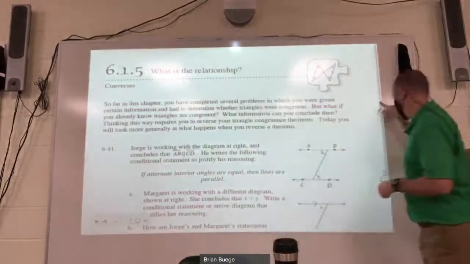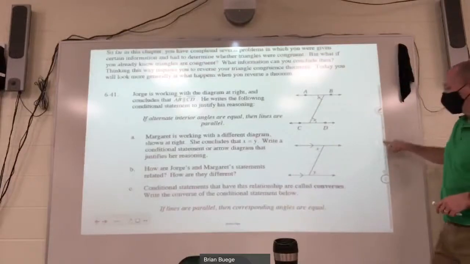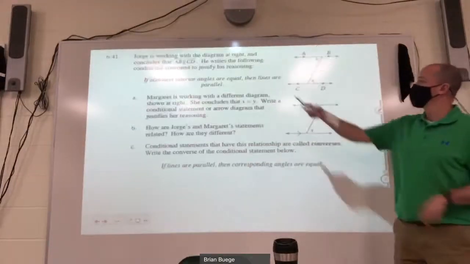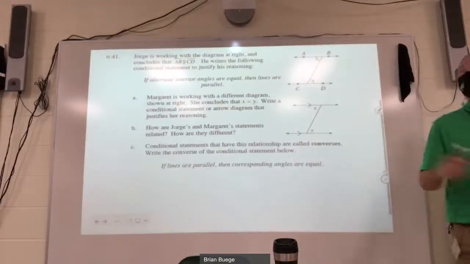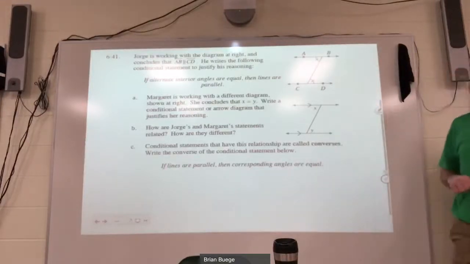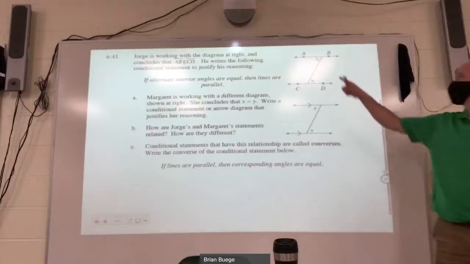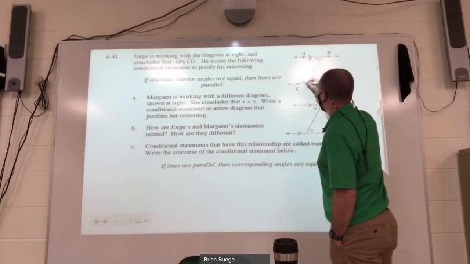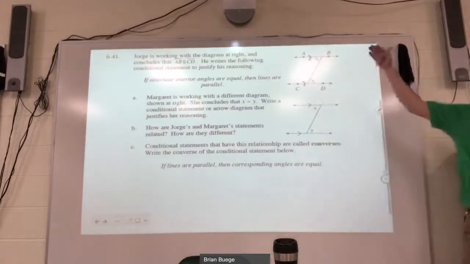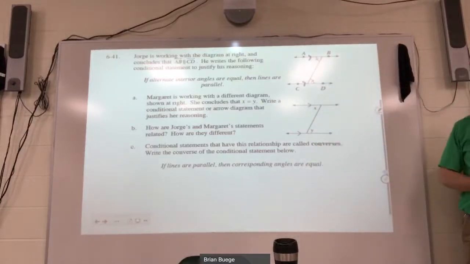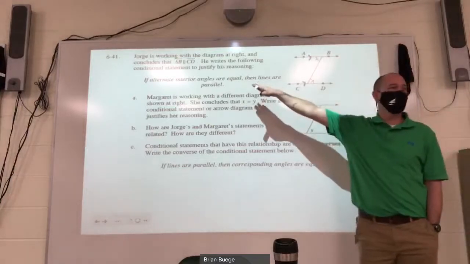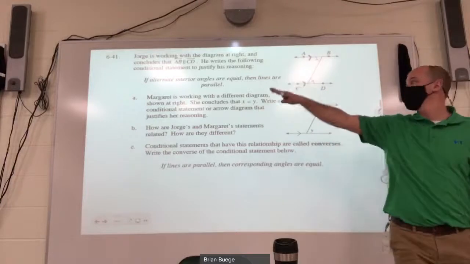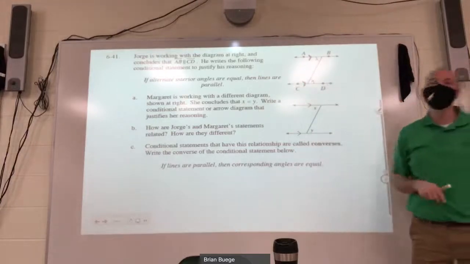So let's take a look here. In 6.4.1, it says Jorge is working with the diagram at the right. So he's working with his top diagram. And he concludes that line AB is parallel to line CD. That's his conclusion. And he goes through and concludes that those lines are parallel. And he writes this if-then statement, this conditional statement. If alternate interior angles are equal, then the lines are parallel.